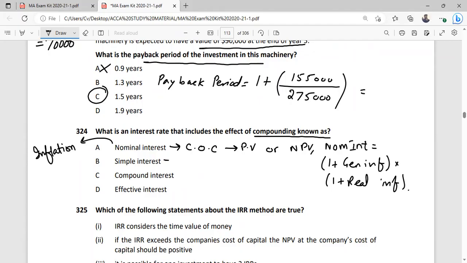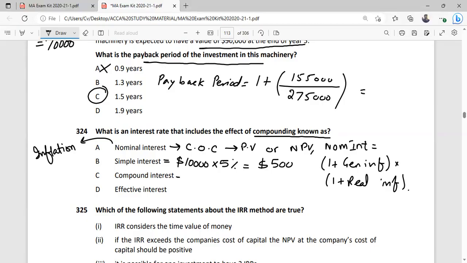Simple interest means an investment of $10,000 is made by you. Annual interest percentage is 5%. So every year you will earn what? You will earn 5% of 10,000, which is 500.